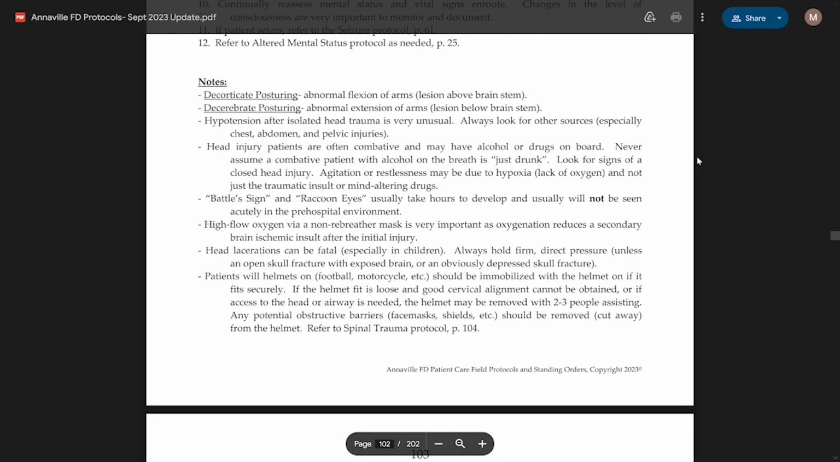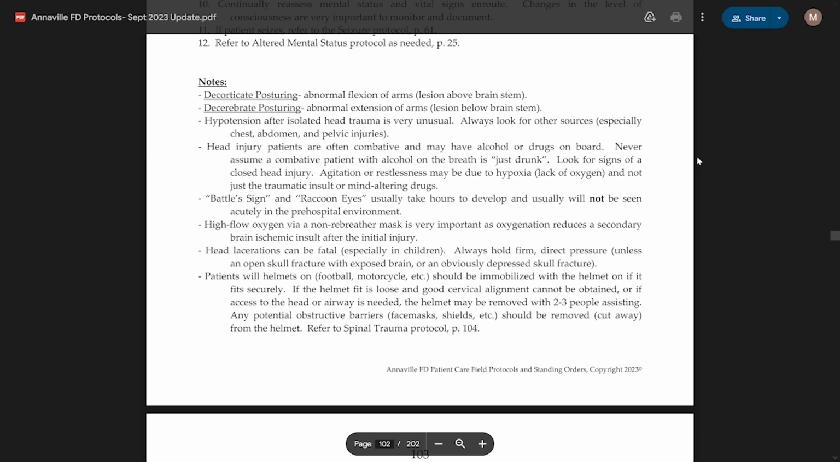Note, decorticate posturing is abnormal flexion of the arms with a lesion above the brainstem. Decerebrate posturing is abnormal extension of the arms, and it usually is from a lesion below the brainstem. Hypotension after an isolated head trauma is very unusual. Always look for other sources, especially chest, abdomen, and pelvic injury.